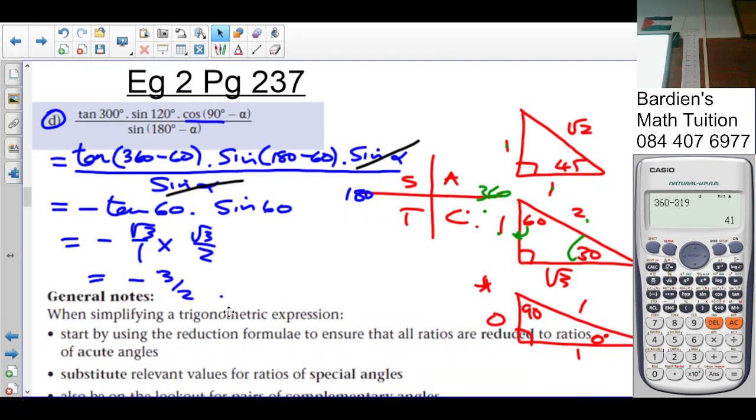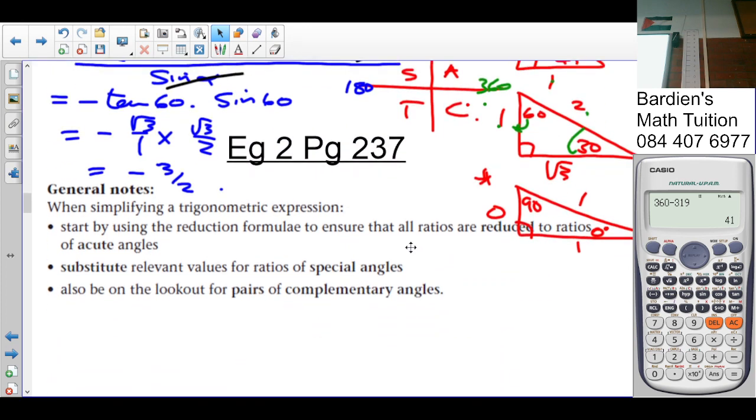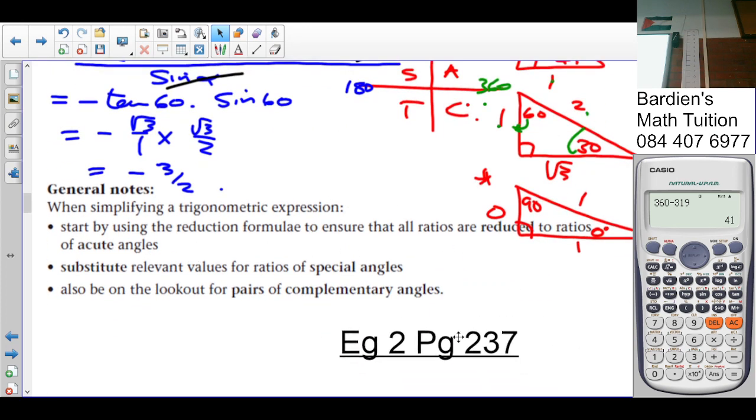And there's your general note you need to write down. When simplifying trigonometric expressions, start by using the reduction formulas to ensure that all the ratios are reduced to ratios of acute angles, substitute the relevant values of the ratios of the special angles, and also be on the lookout for pairs of complementary angles, which is 90 plus and minus.